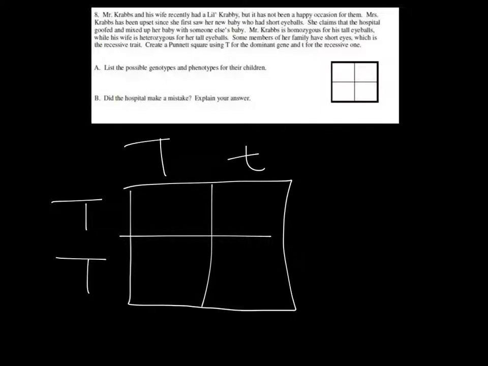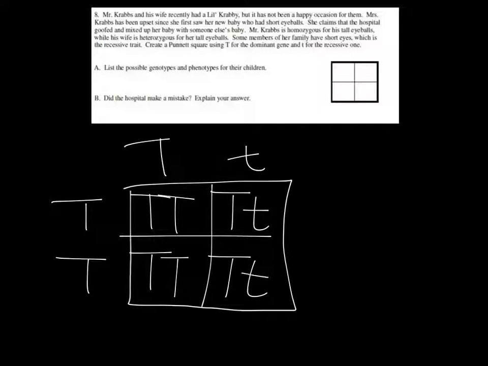So what we want to know is the possible genotype and phenotype for their children, and did the hospital make a mistake? So in our problem it says the baby had short eyeballs. So we're trying to figure out if that's possible. So one possibility is big T, big T, that would be tall eyeballs. Another one is big T, little t, that would also be tall eyeballs. Again tall eyeballs. Again tall eyeballs.